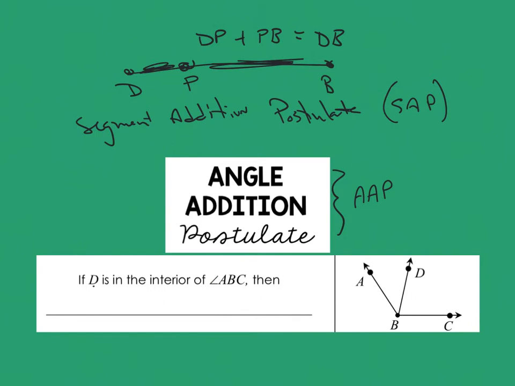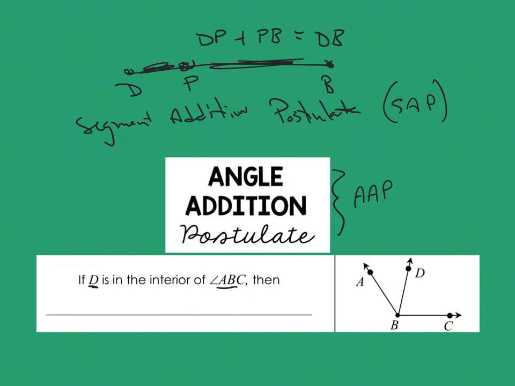And we're going to say, well, hey, listen, if you've got a point that's in the interior of angle ABC, right? Where is D? It's inside of this big angle. Well, then guess what? We've got two small angles, and then we've got the third big angle. And all we want to do is be able to name them properly and put some addition and equal signs in there, just like we did for the segment addition postulate.